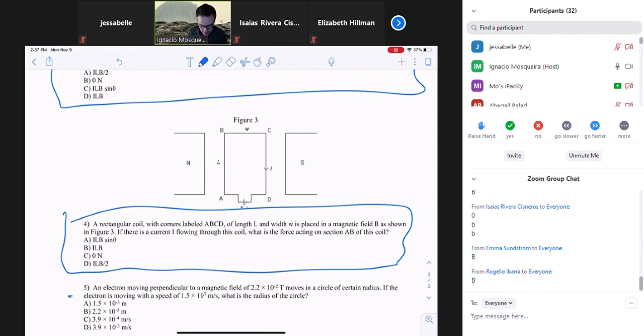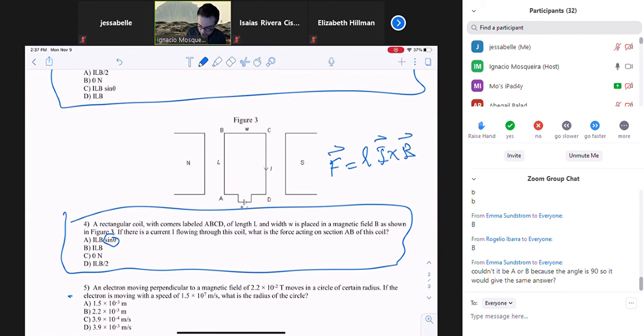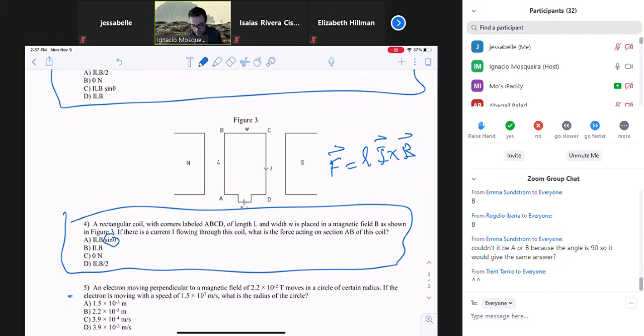Remember what the angle is. You're doing dL cross B. So the angle is the angle between the direction of the current, and in the book they would say the direction of the wire, which is the same as the direction of the current. That's why I like to write it this way. So the direction of the current and the B field, the angle between those two is 90 degrees. So it will be ILB. Okay, so this is the answer, B.